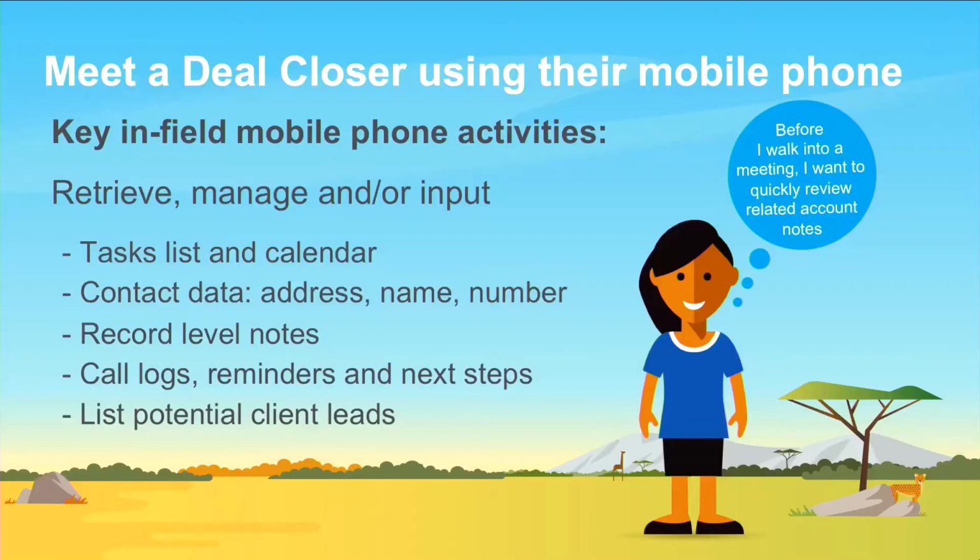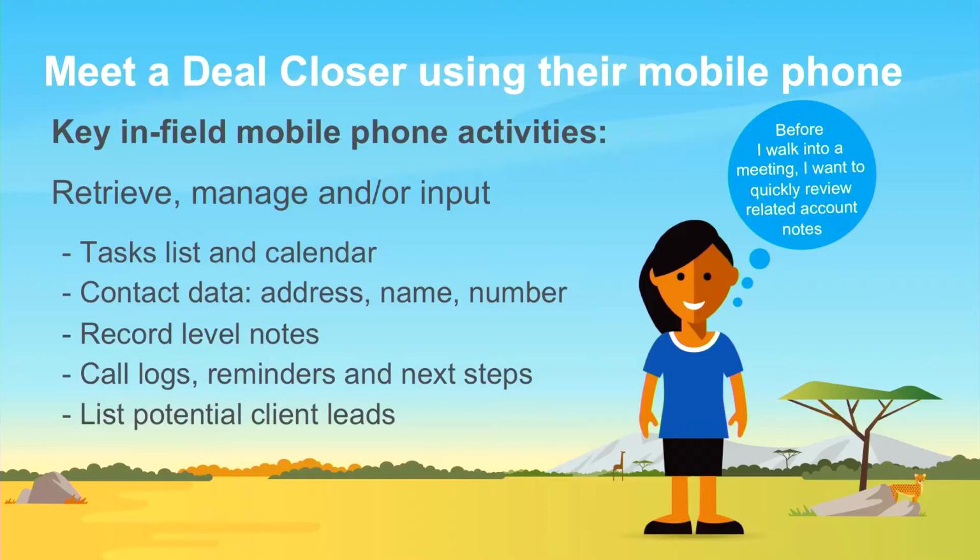So we went out in the field and did the analysis and met with the deal closers, which are the in-field sales reps, because we saw that these people are the ones that spend the most time outside of the office and they're most apt to use their phone on a daily basis. And these are just some examples of insights that we garnered, from accessing task lists and calendars to accessing contact data, address, name, and number.